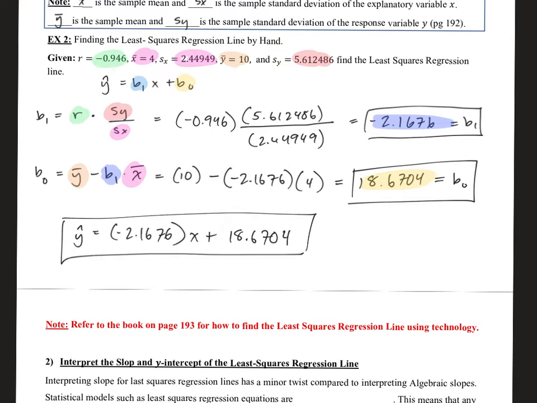Alright, so note, refer to the book on page 193 for how to use the least squares regression line using technology. Make sure to use that for your homework, but always practice doing it by hand for the exam.